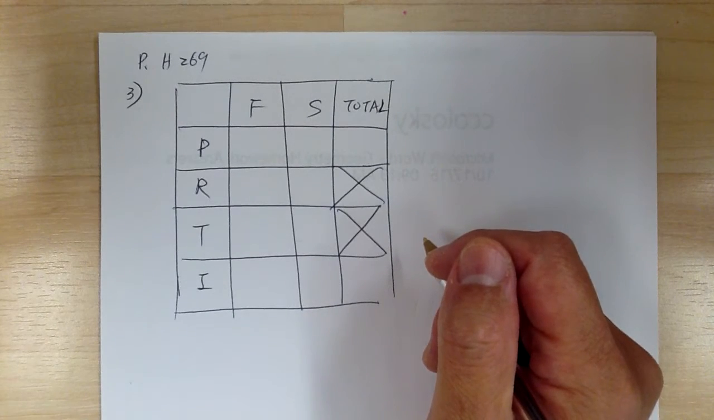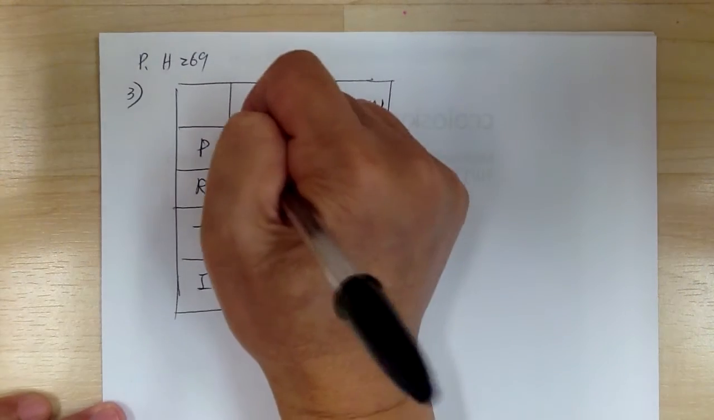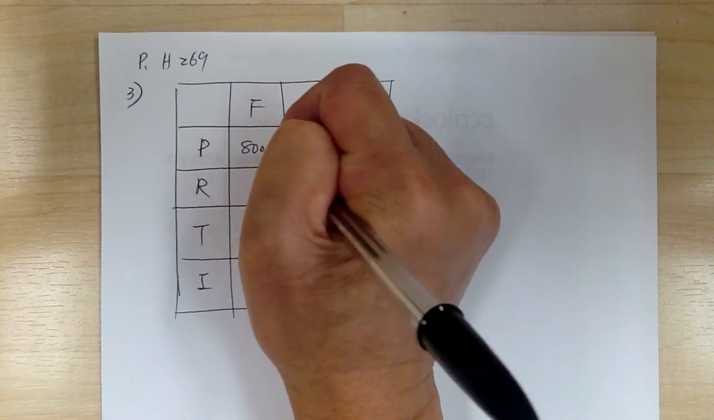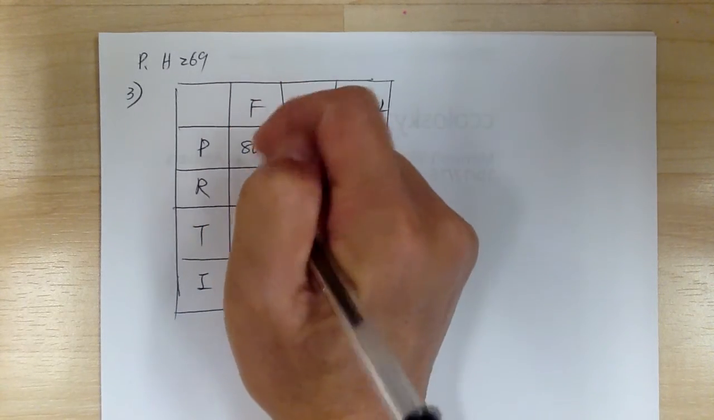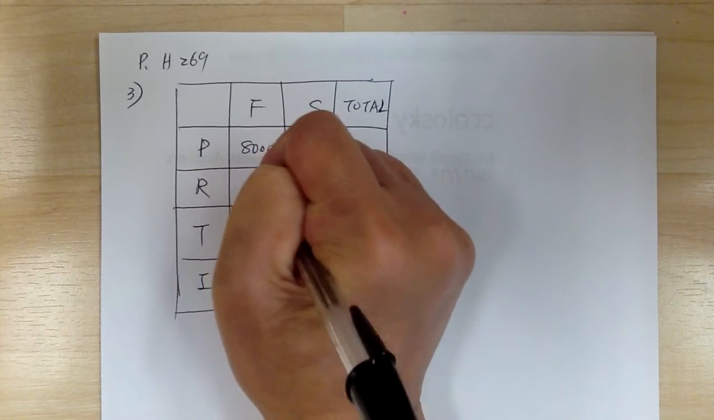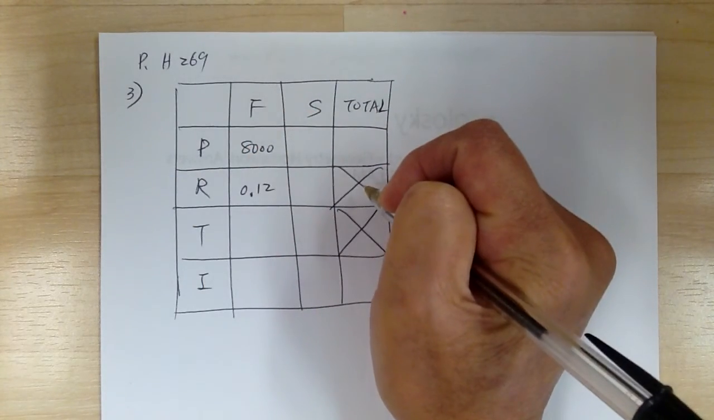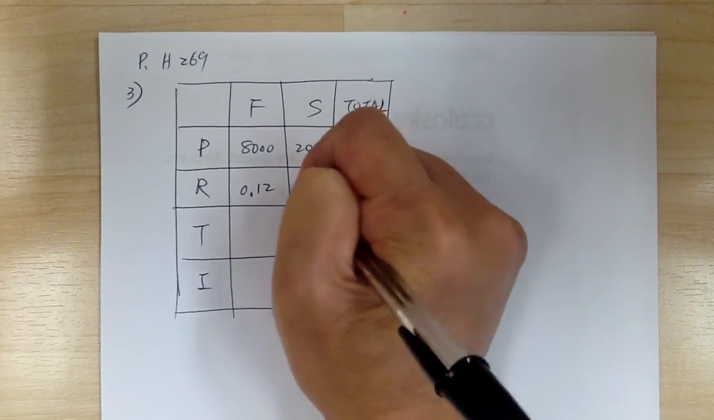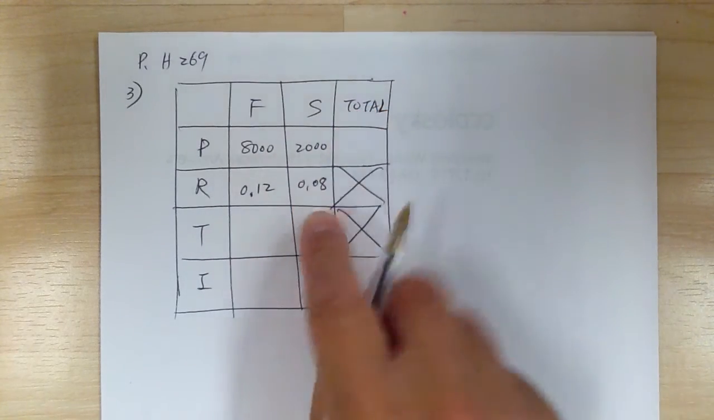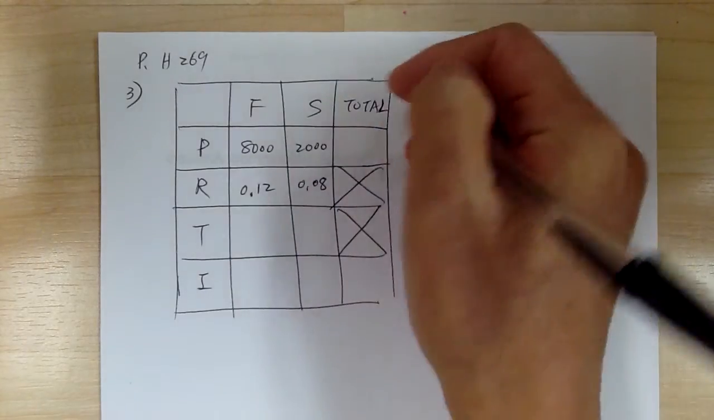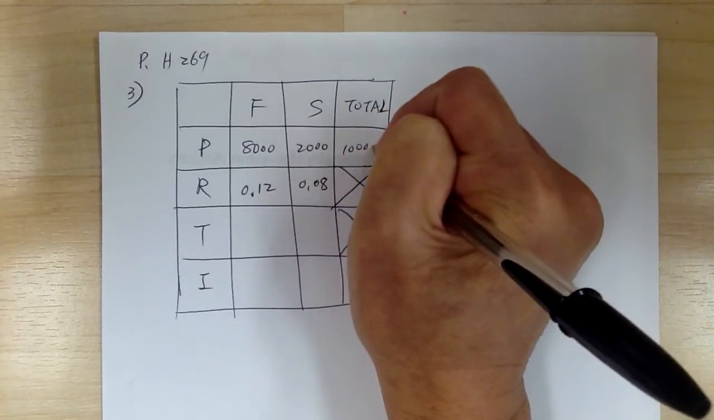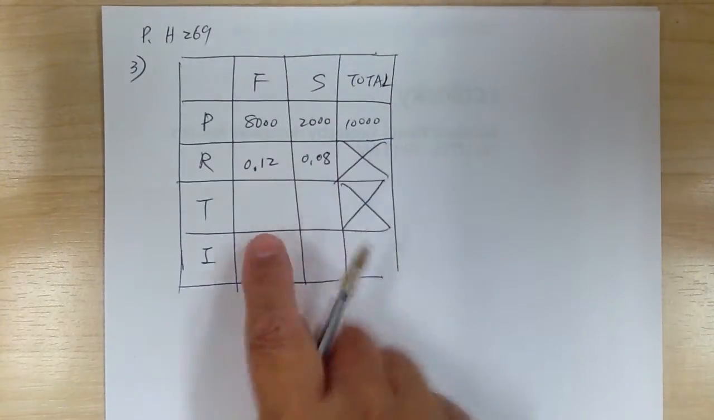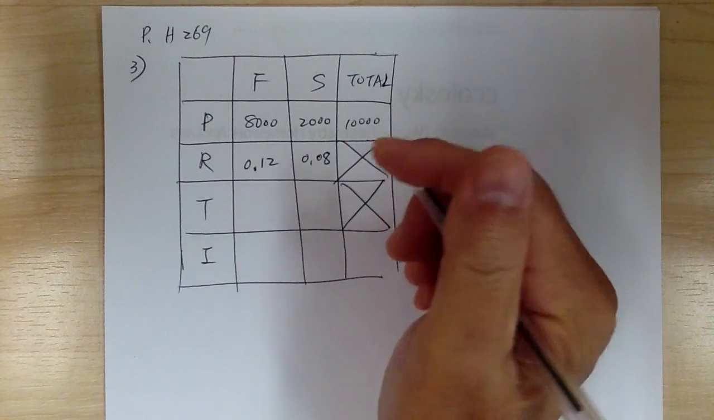So Mark invests $8,000 with the 12% interest, so 0.12, and $2,000 into an account that paid 8%. Again, convert into decimal. And so in this case, the total would be 10,000, which you don't need anyway. It doesn't matter. Your key is down here.